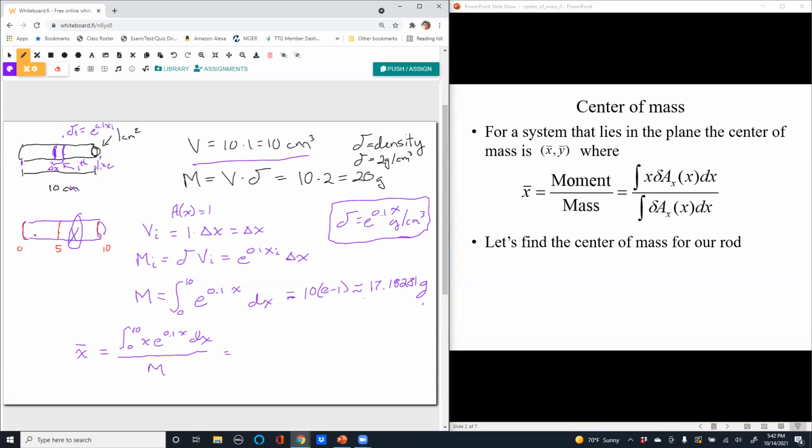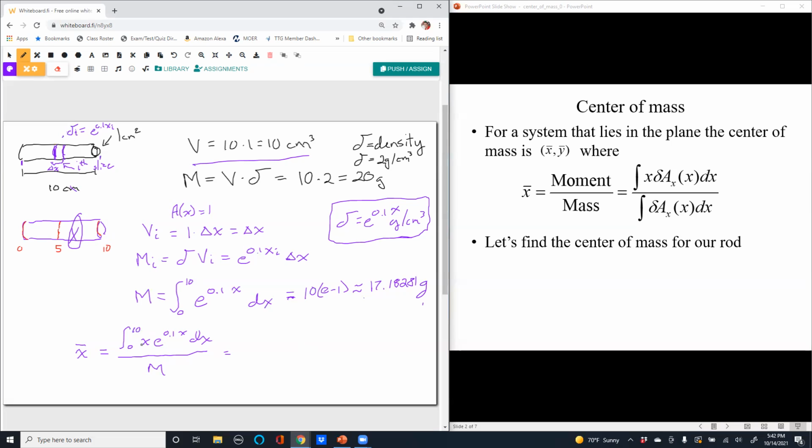And we didn't do anything crazy to figure that out. All we said is, hey, the density is increasing, so it's going to be more dense over here. So the center of mass is going to have to be more towards the more dense end. The reason we're doing that is we want to make sure our answer makes sense. If we don't get an answer between 5 and 10, we probably have an error somewhere.